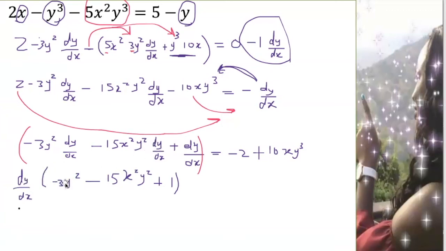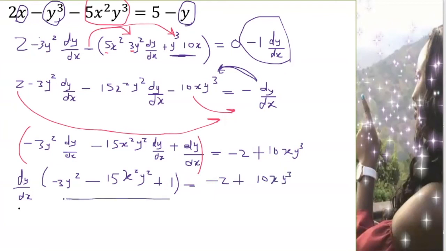So dy over dx times minus 3y squared, I'll get the above. And dy over dx times what we have here, we're getting the above. And dy over dx times 1, where 1 is a placeholder, I will get dy over dx. So if there was a number 2, then I will have 2 in this position. But remember, this will be a 1 in this position when we factor out the dy dx, is equal to what I already have on my right. So minus 2 plus 10xy cubed.